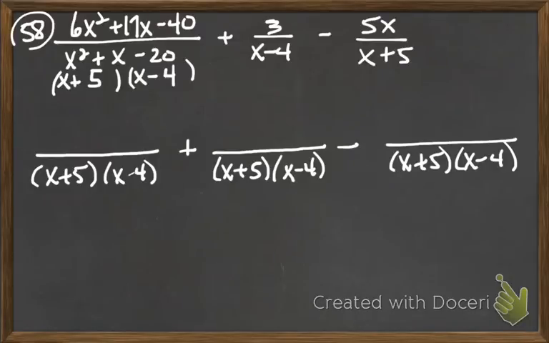It's much easier to multiply and divide. I hate to add and subtract. Alright, how about that first numerator? What am I going to multiply it by? That's a trick question. Nothing. You're not going to change the first numerator because the first denominator didn't change. So you're just going to bring down 6x squared plus 17x minus 40.